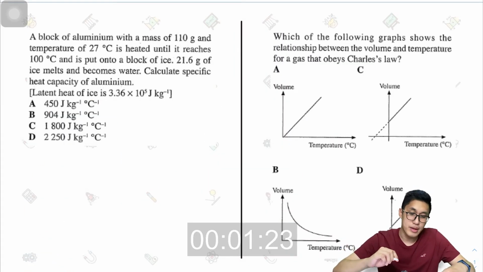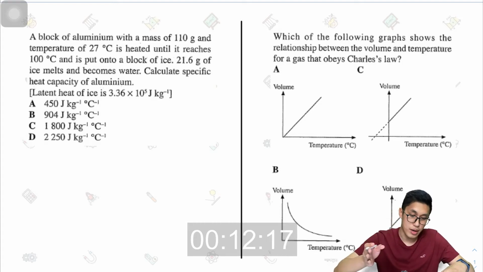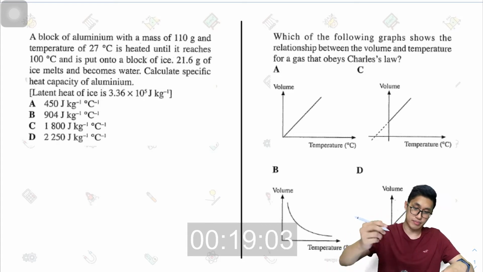A block of aluminium with a mass of 110 grams and temperature of 27 degrees is heated until it reaches 100 degrees Celsius and is put onto a block of ice. 21.6 grams of ice melts and becomes water. Calculate the specific heat capacity of aluminium.